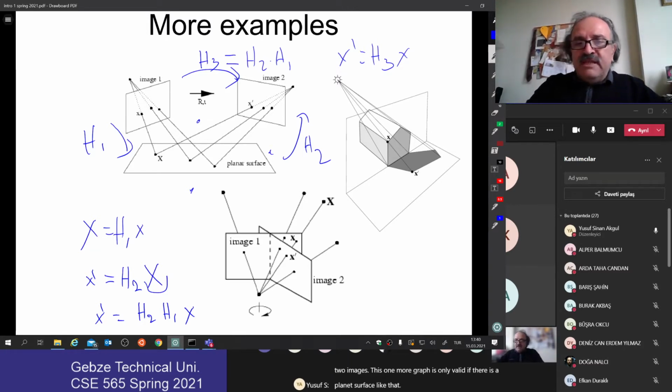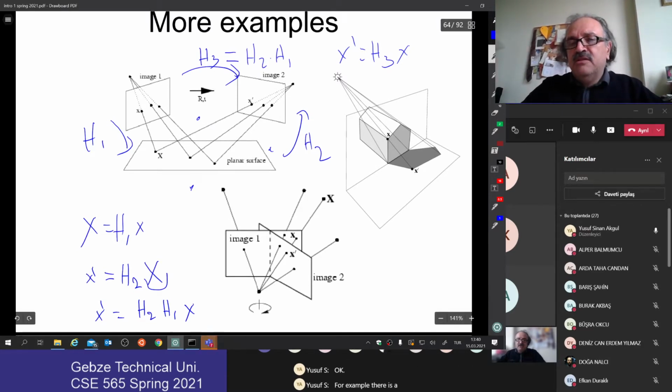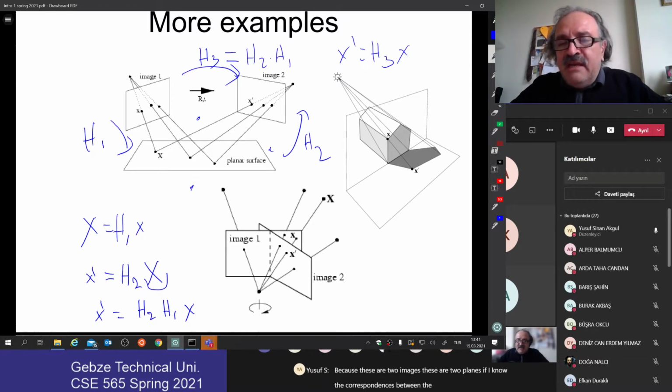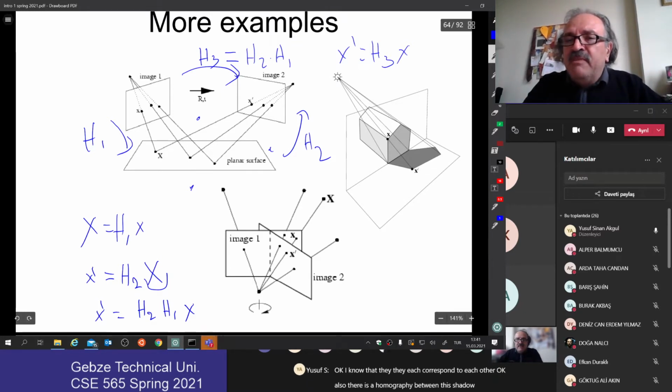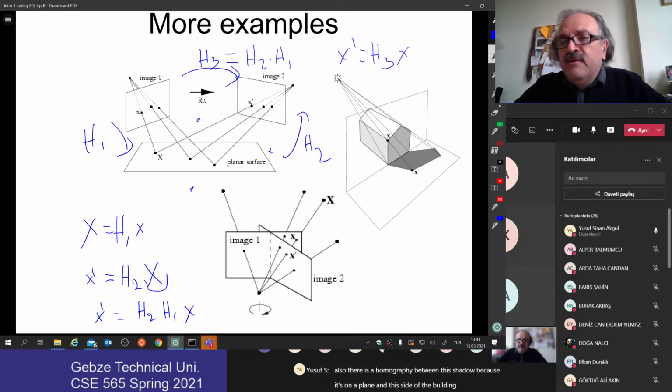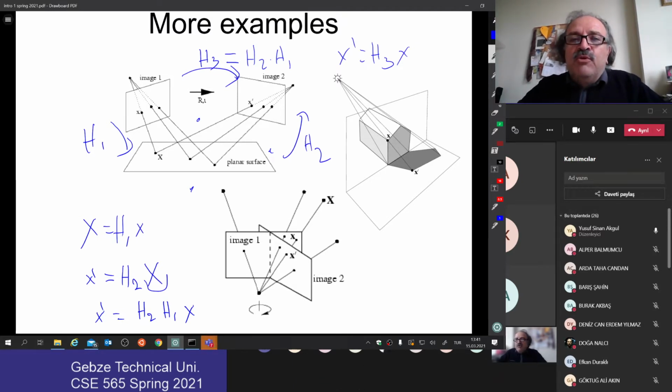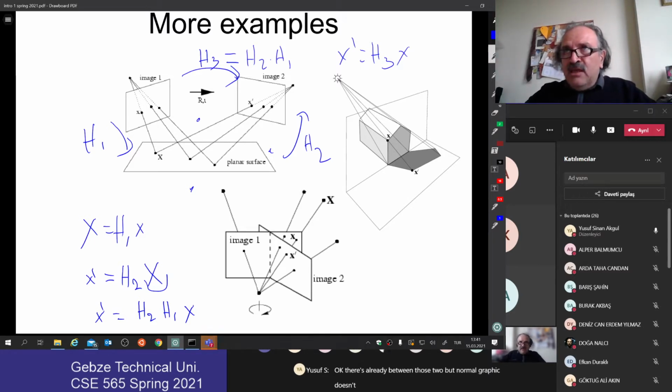For example, there is a homography between this image and that image. That's fine, because these are two planes. If I know the correspondences between the points of these images, I'm going to find it, no problem. And the same thing is here. Also there is a homography between this shadow, because it's on a plane, and this side of the building. But for the homography to exist, you need a plane. Without the plane, there is no homography. And we are going to see this in our stereo chapter.